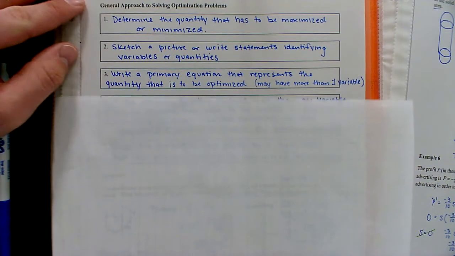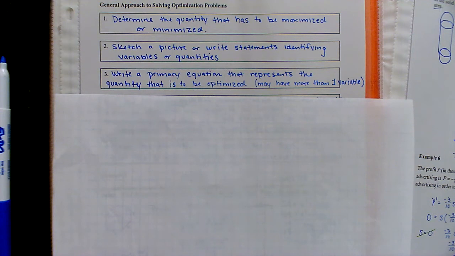Step number 3, write a primary equation that represents the quantity that is to be optimized, and it may have more than one variable.